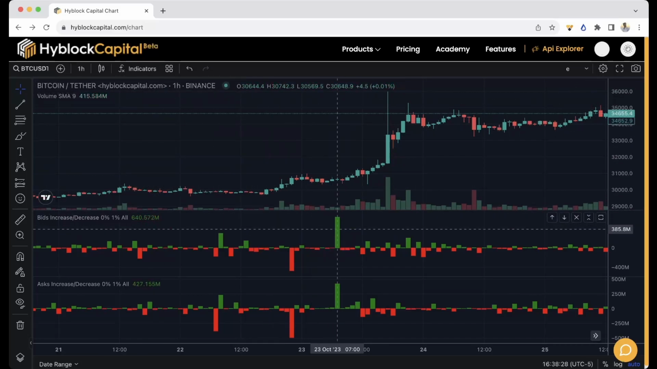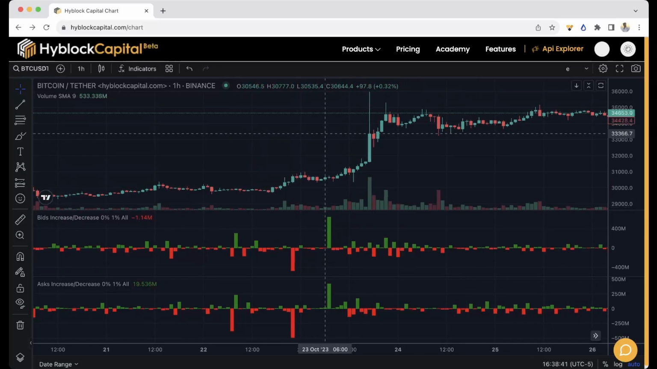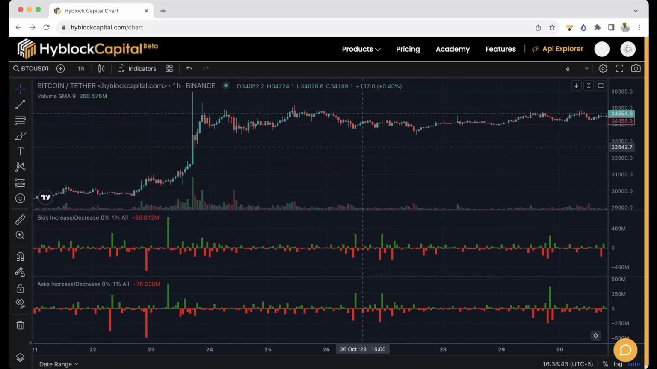You can see all these bids were added. A ton of bidding was added. Offers were added, but there were over $213 million added in US dollars worth right next to price to push it higher, and boom, price just flew, as you can see right there.